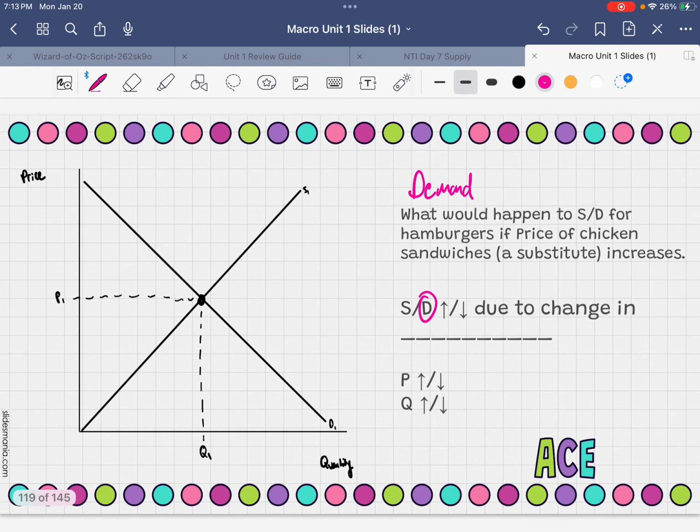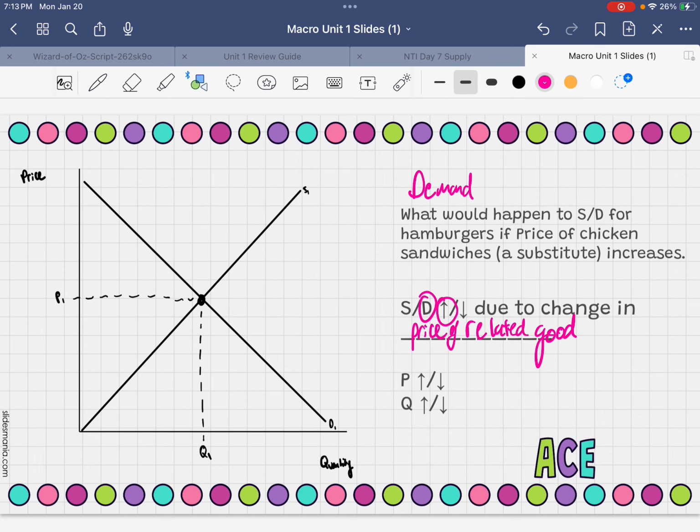Would hamburgers be demanded more or less if the price of chicken sandwiches, a substitute, increases? If you're looking at the menu, chicken sandwich versus hamburger, and you look over and the chicken sandwich price is super expensive, you think, ooh, I will demand the hamburger then. My demand for hamburger goes up due to a change in, if you look back at your tribe, a substitute is a related good. Change in price of a related good.